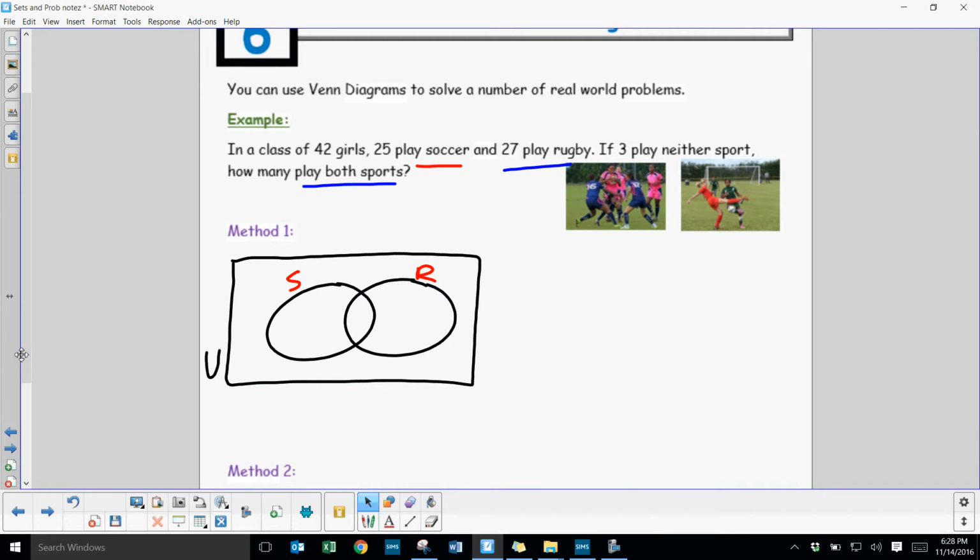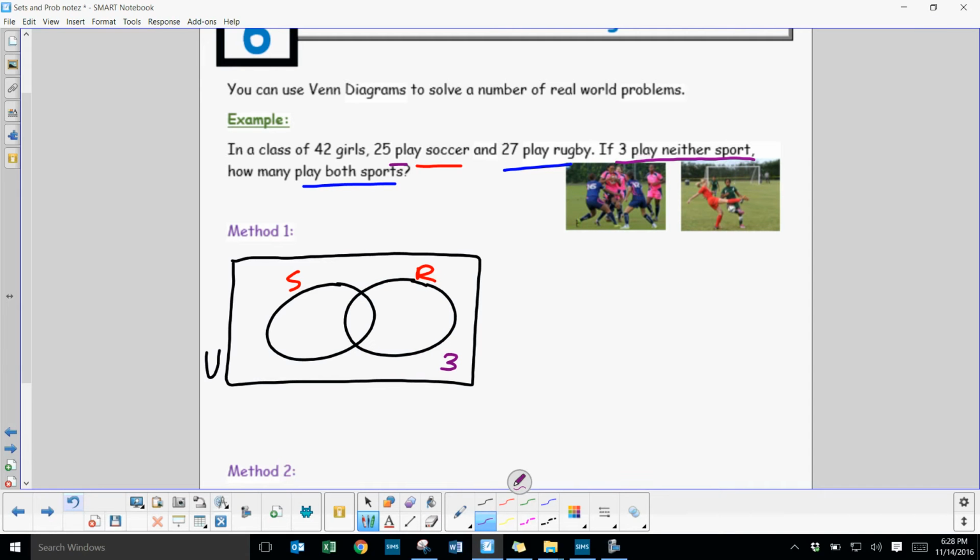So we don't know how many play both sports, but we can potentially work that out. The really key important information here is that 3 play neither sport. So the only one you know for sure that you can put down is the number 3. Because you know there's 42 in total, and 25 play soccer. So 25 refers to this whole circle here. So 25 in total play soccer, and 27 in total play rugby. So we don't know how many are in the intersect at this point.